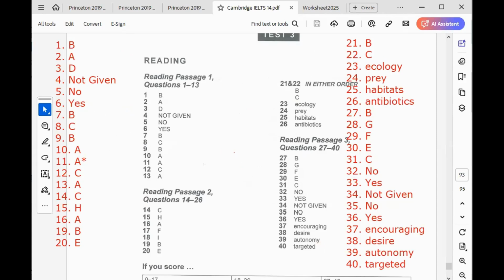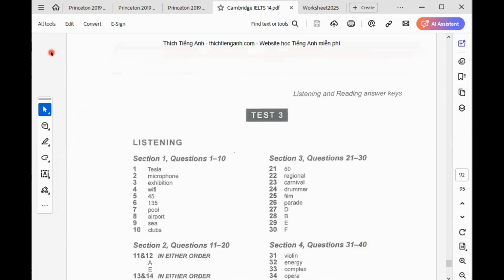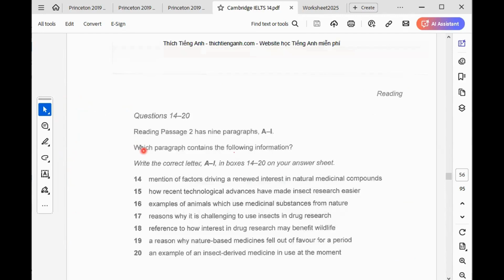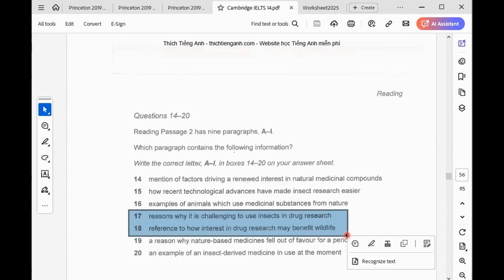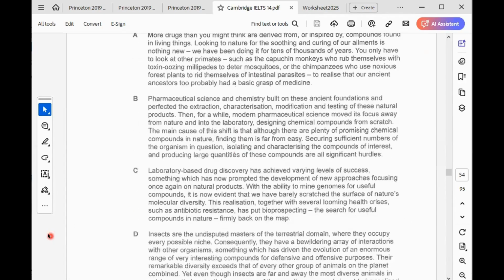So you see the way we solved the questions. Again, the steps. What do we start with? Read the questions and do what? Identify keywords. Okay, 17 and 18, these are the two questions I did not solve. Reasons why it is challenging to use insects in drug research. Number 17, reason why it is challenging to use insects in drug research.